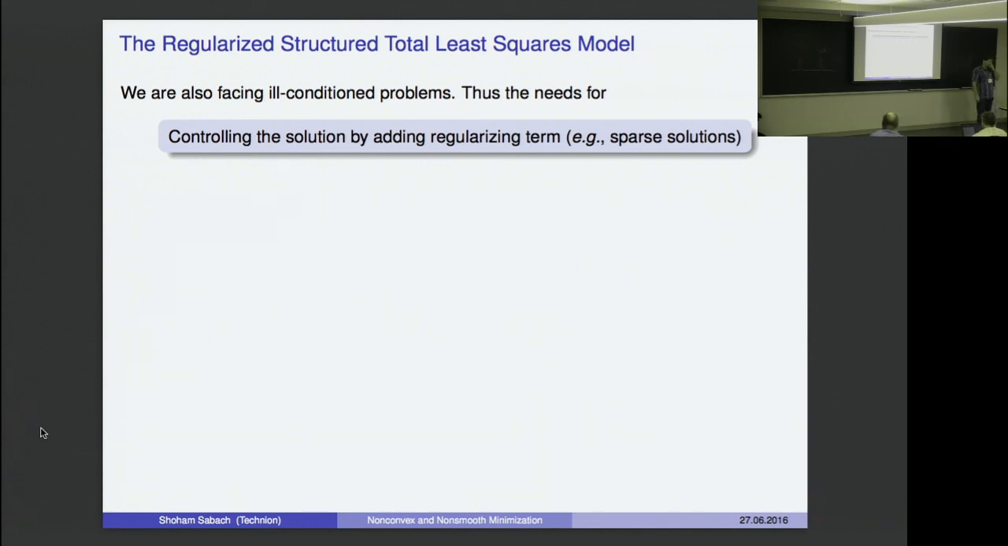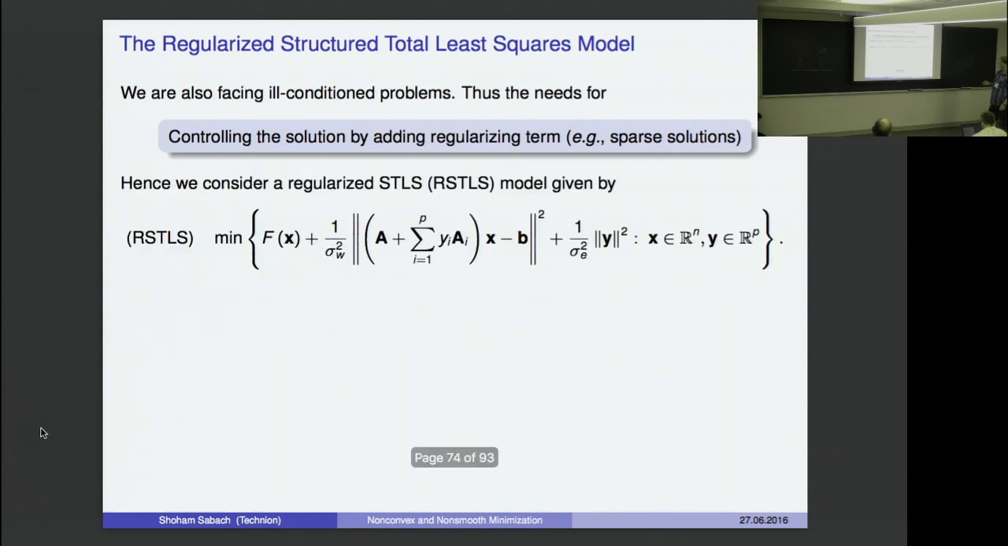Lastly, as you can see, we get to the regularized structured total least squares problem. A very common phenomenon in the solution of linear inverse problems is that sometimes the solution has a huge norm. This is mainly because the model matrix A is ill-posed. In this situation, you would like to control the solution by adding some regularizing function. If we take the structured total least squares problem and add a regularizer to control the norm of the solution x, we get the regularized structured total least squares problem.